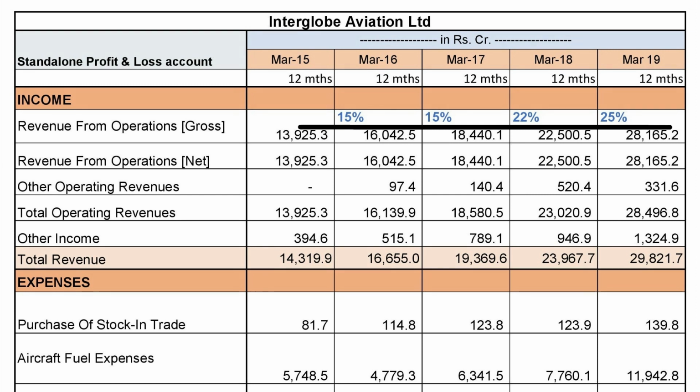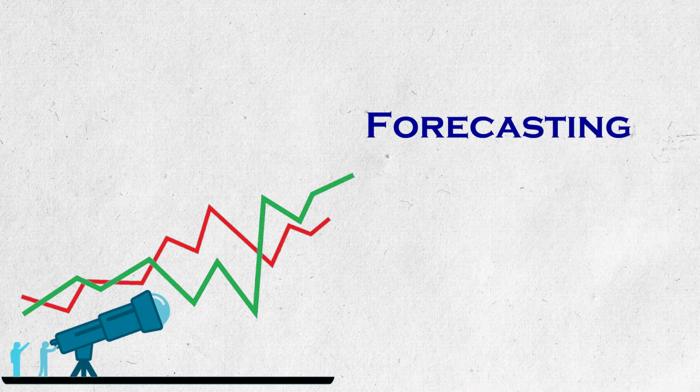We would be happy if the company is maintaining at least 15% growth rate annually, which in this case is above it. Now, another important application of financial statements is forecasting. Analysts forecast future volumes from past results and then take their decisions on investments.